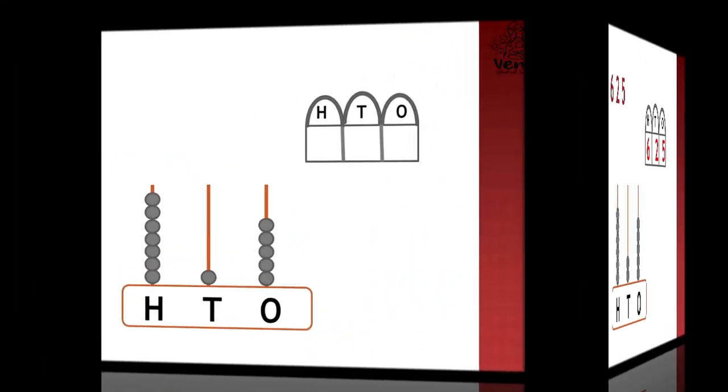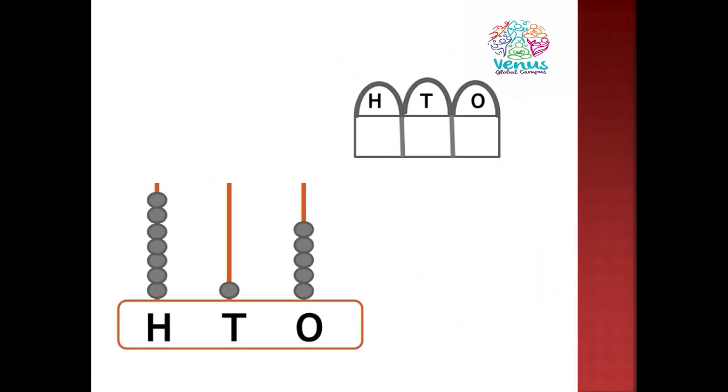Now see here children, we are going to write the number shown on the abacus. See here, what is the number shown on the abacus? For that, first we have to count the number of beads in the hundreds place. Count how many beads are there in the hundreds place. 1, 2, 3, 4, 5, 6, 7. 7 beads are there in the hundreds place. So we have to write 7 in the hundreds place.